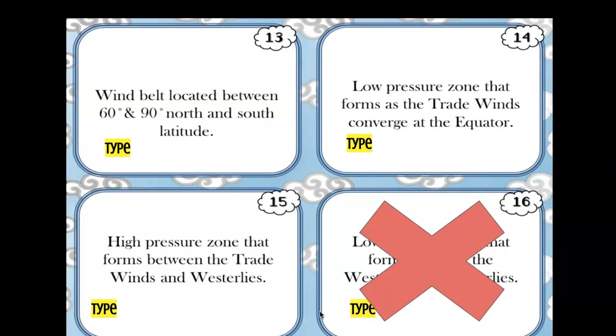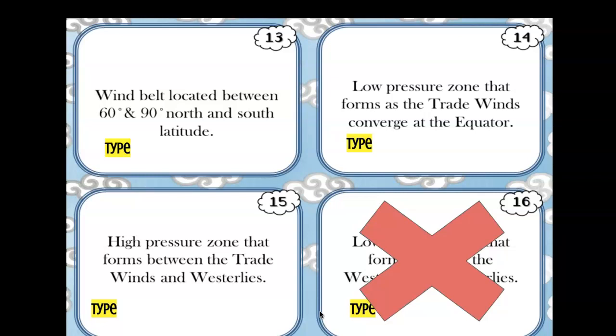Number 14, a low pressure zone that forms as the trade winds converge at the equator. So if the trade winds are 0 to 30 degrees, where it hits the equator is at 0 degrees. So that area right at 0 degrees where there's low pressure, there's rising warm air, little to no wind, these are your doldrums. So number 14 is doldrums.